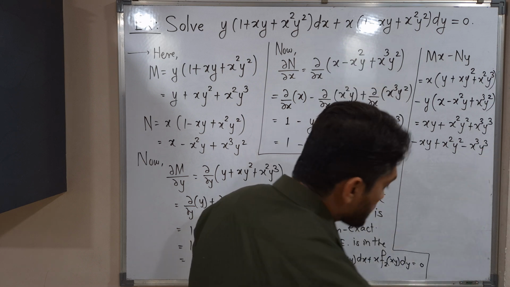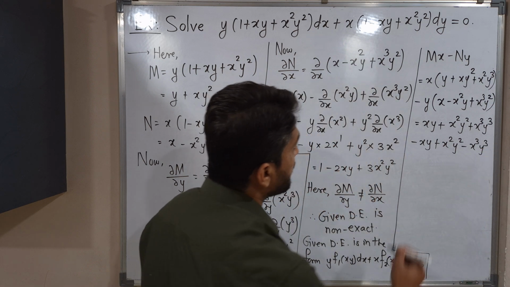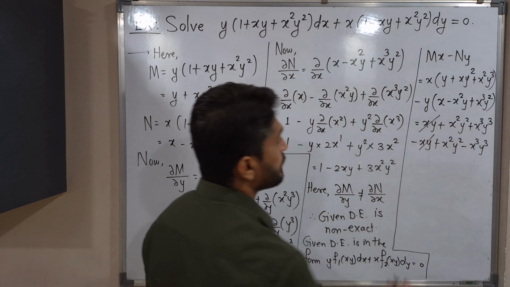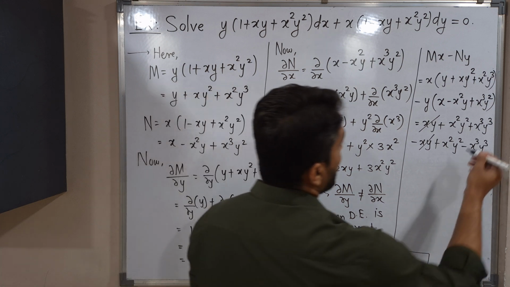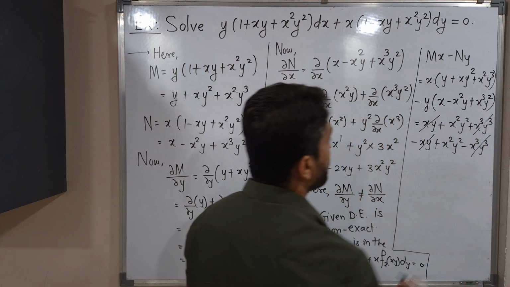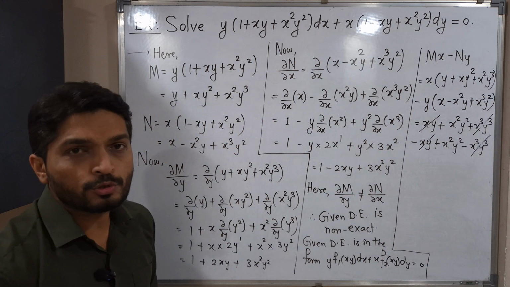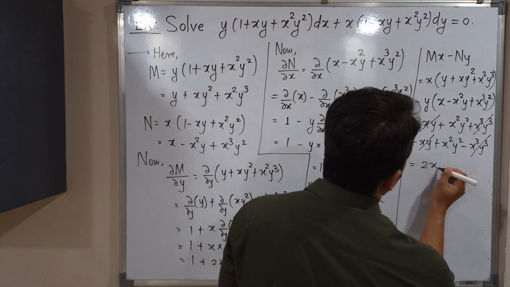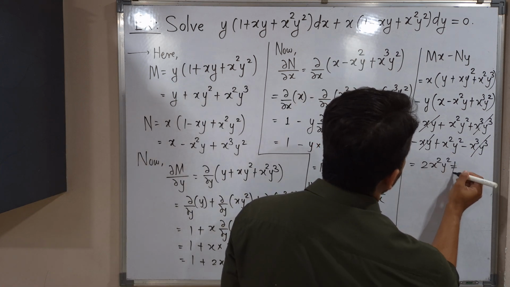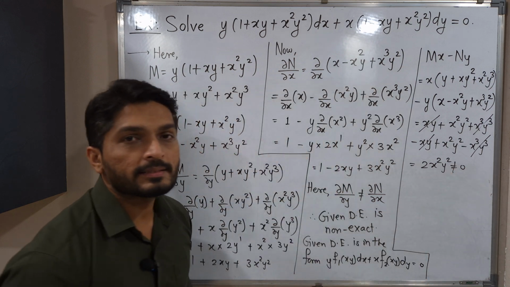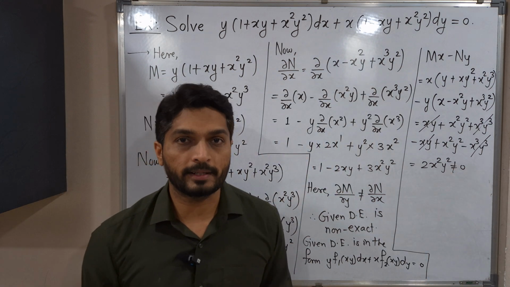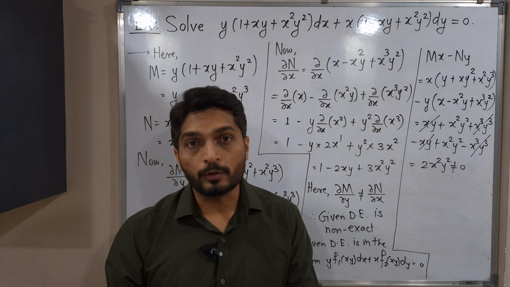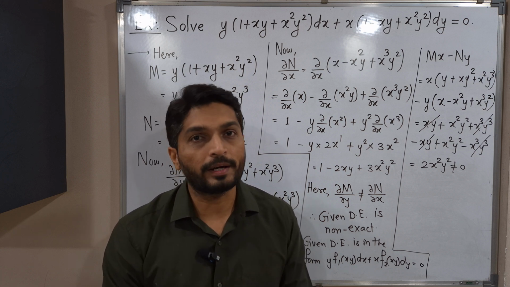So tell me, can we cancel anything here? Definitely this xy will get cancelled with minus xy. X cube y cube will get cancelled with minus x cube y cube. Okay, so just two terms are remaining, x square y square, x square y square. Sum is 2x square y square and it is non-zero. It means the second condition is also satisfied. So we are ready to apply rule number 3 to find integrating factor.